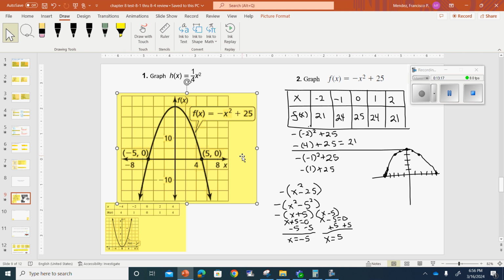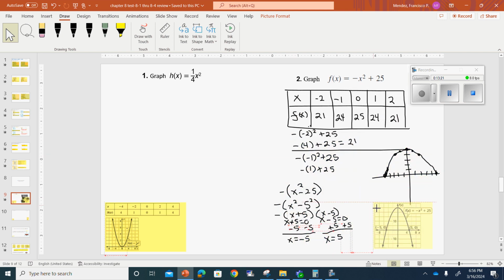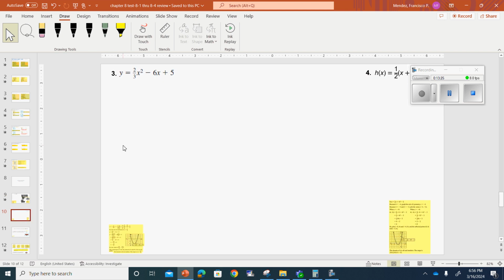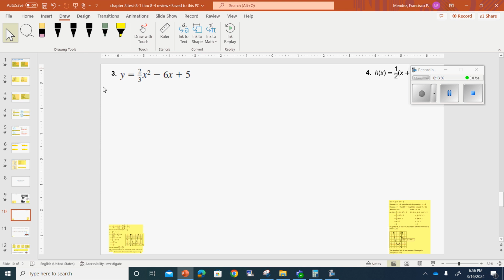All right, let's go ahead and get to number 3. Number 3 says y equals 2 over 3 x squared minus 6x plus 5. And I guess we're still graphing, so let's go ahead and do that. If I'm graphing this, let's see here.